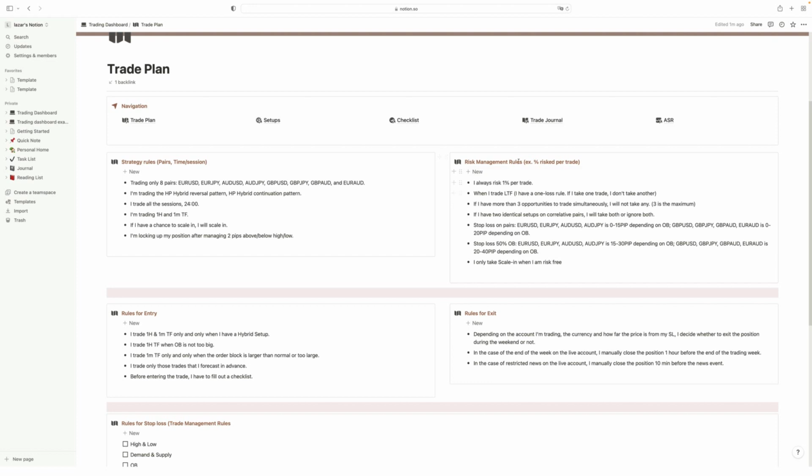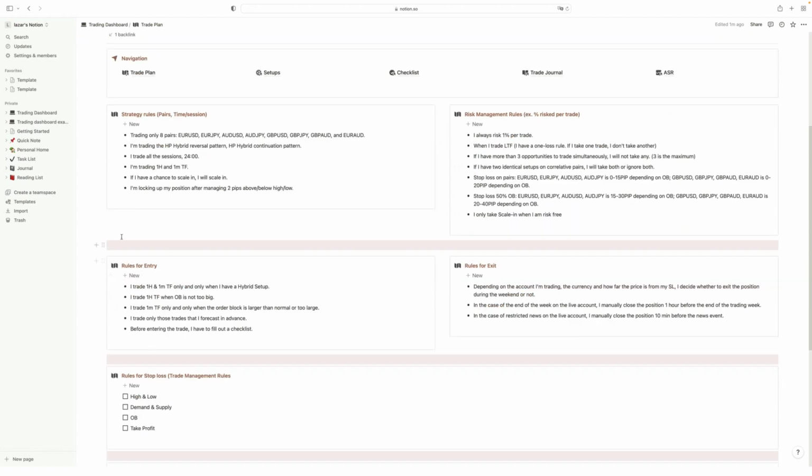So basically that's your risk management rules, guys, and then you have rules for entry, so everything that you are going to write down for the rules of your entry. For example, I trade the 1 hour and 1 minute time frame only, and only when I have a hybrid setup. So I trade the 1 hour time frame when the OB is not too big. I trade the 1 minute time frame only when the order block is larger than normal or too large. So I want to have a good risk reward. If the order block on the 1 hour time frame is really, really large, we have rules for what large is and what small is, and basically it depends on that. Then you're gonna have rules for exit.